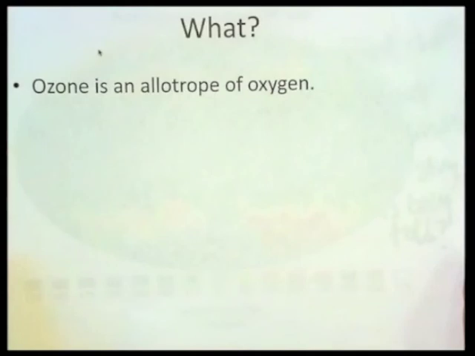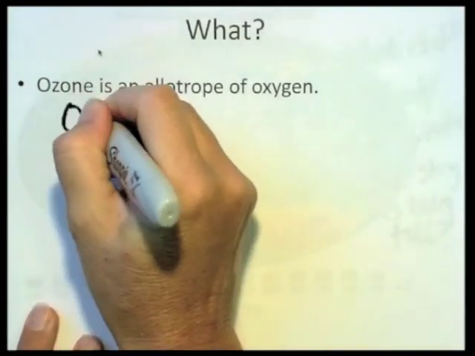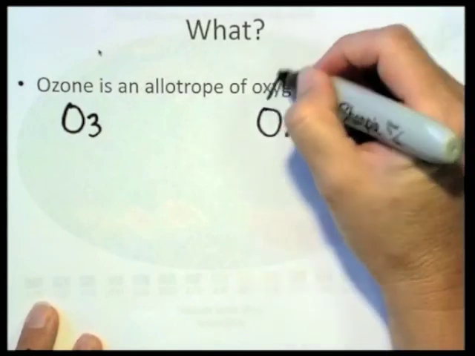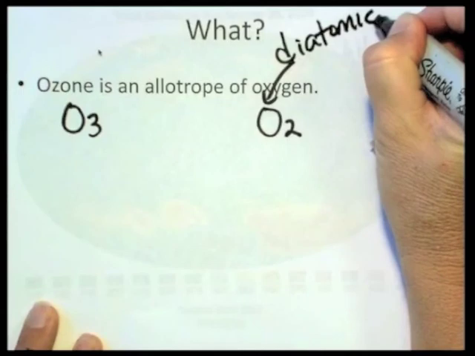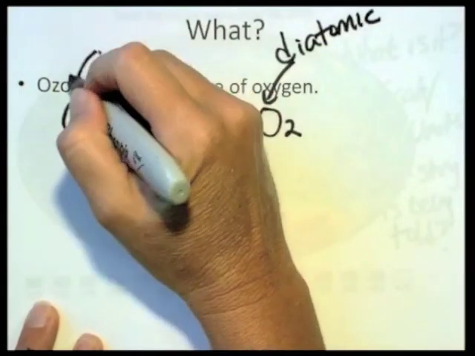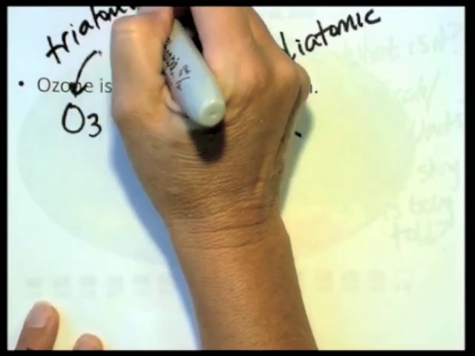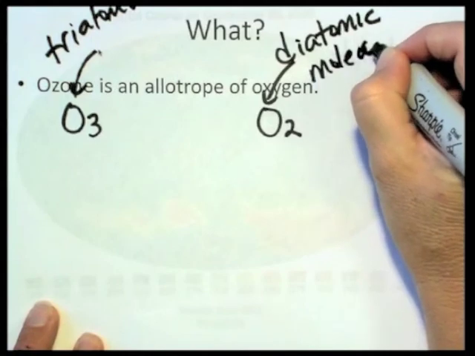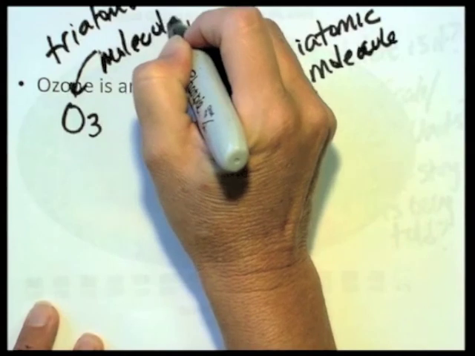Okay, we think we've already identified that ozone is an allotrope of oxygen. Okay, ozone, of course, is an element, as is oxygen. We call oxygen a diatomic element, and it just so happens that ozone is a triatomic element. Triatomic molecule, I should say. Diatomic molecule, which is an element. Triatomic molecule, which is an element.